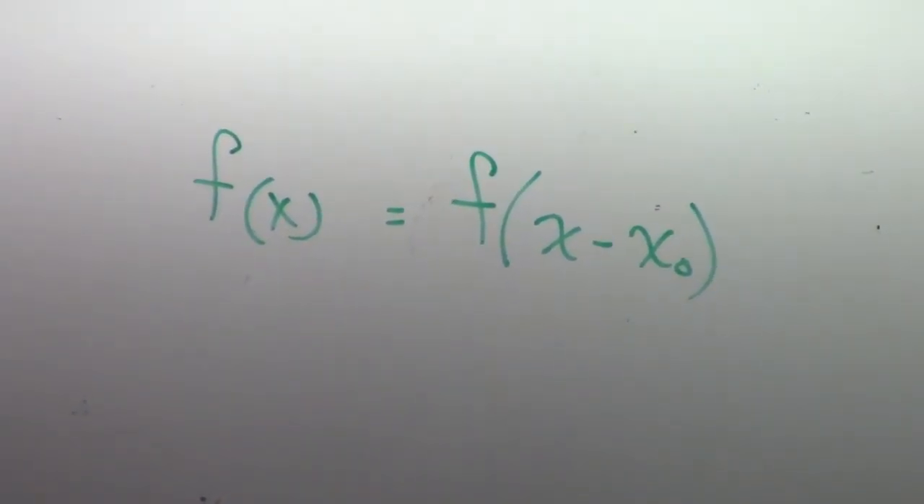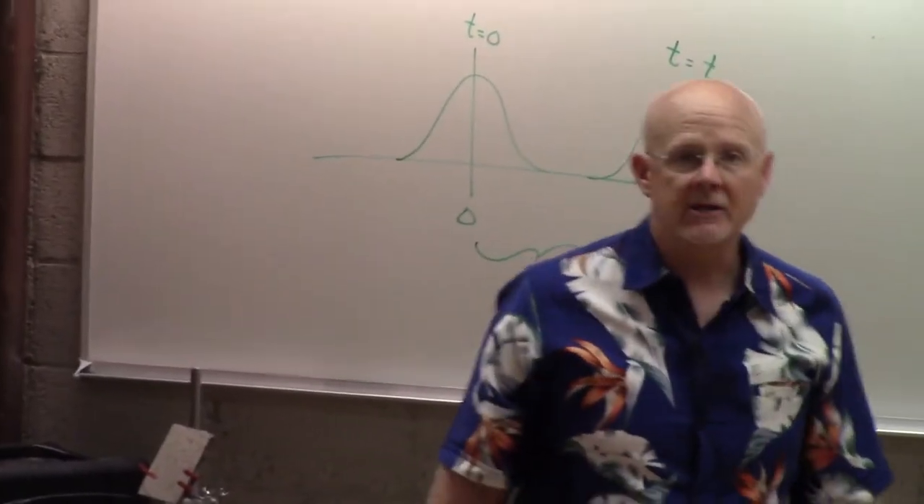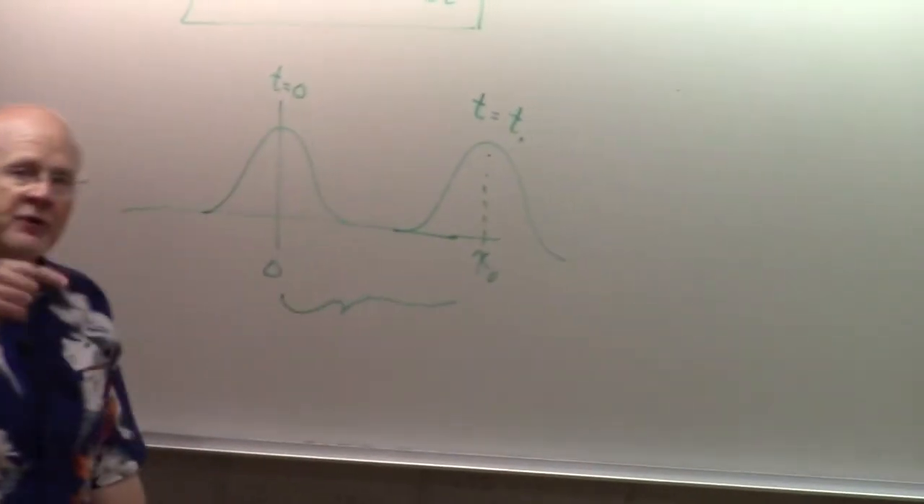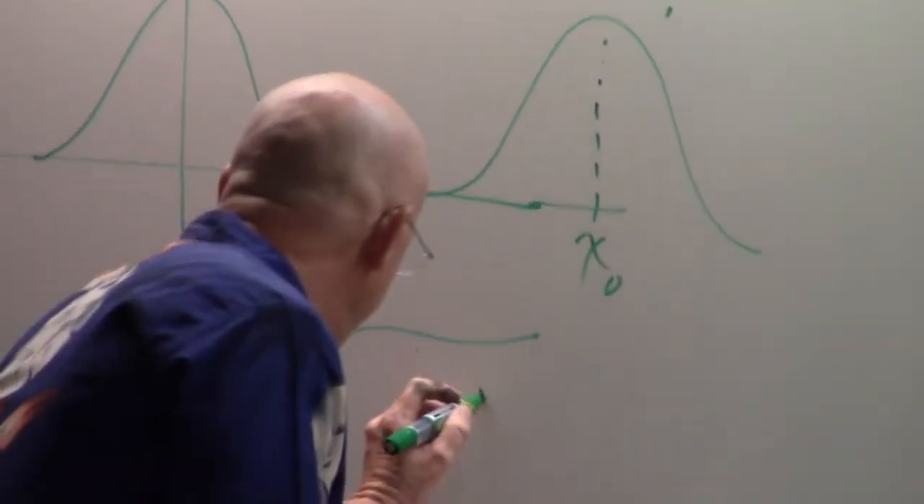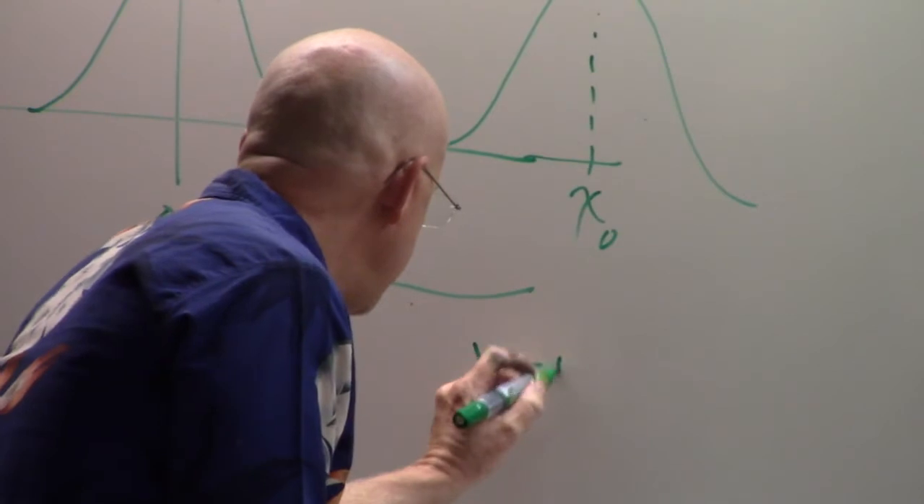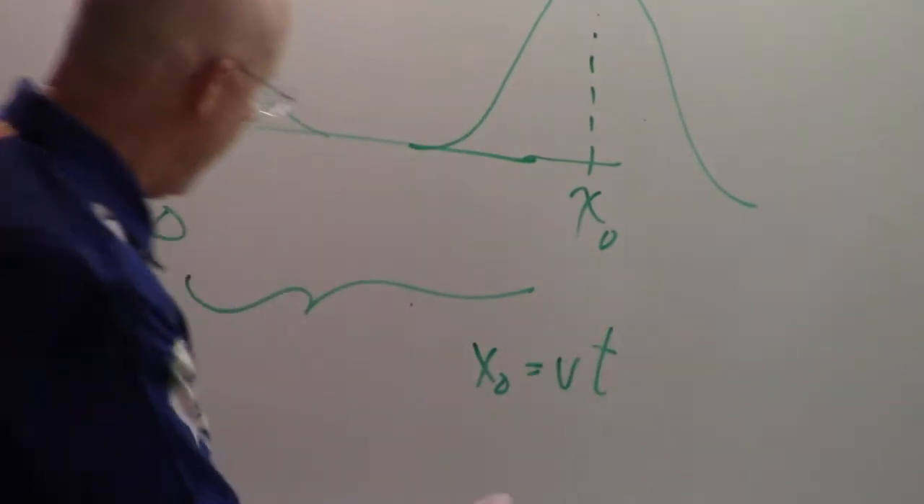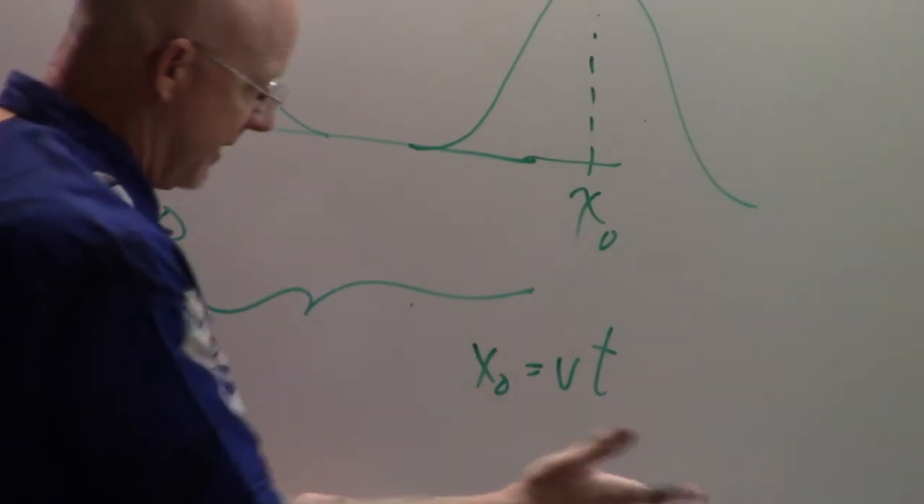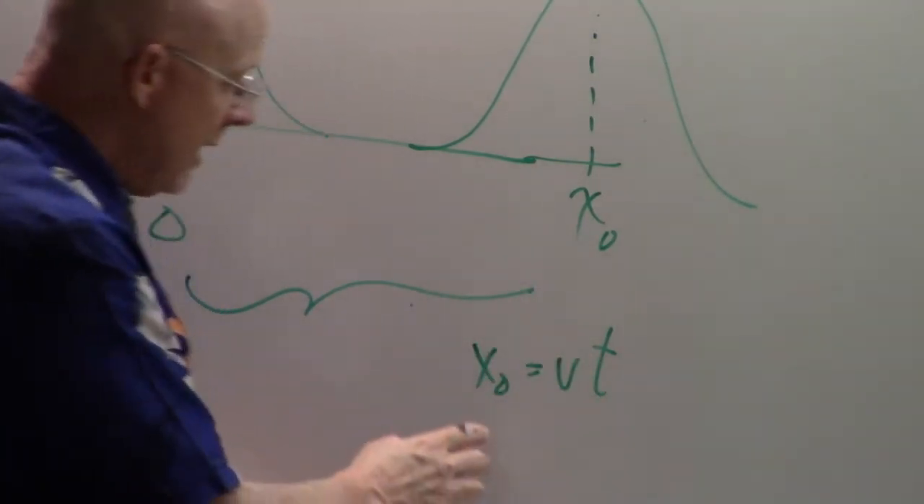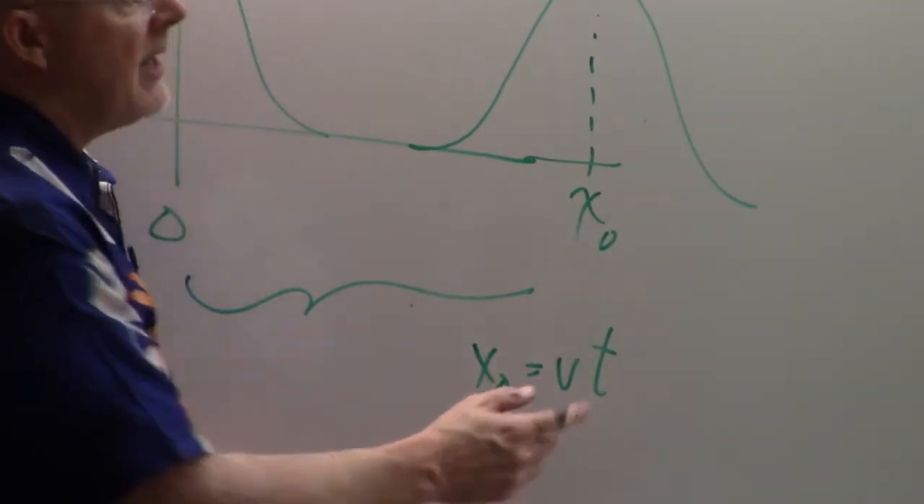And so I'll just kind of review your algebra. That's a shift on the x-axis. Now, let's put that together with our mechanics. If you wanted it to move at a certain speed, where it started at 0 and then moved over to x naught after a particular time, then the x naught would be v times t.